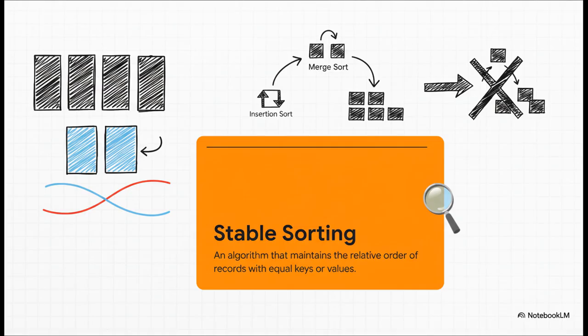A stable sorting algorithm gives you a guarantee. It promises that if two items are identical, like those students with the same grade, their original order will be preserved. And this is a huge deal. Notice on the slide, an algorithm like merge sort is stable, but another really popular one, quicksort, is not. That's a critical trade-off you might have to make.